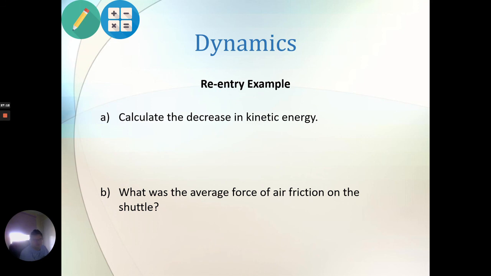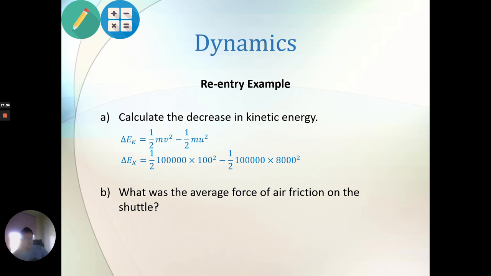So, for the first bit, the decrease in kinetic energy, delta EK, is equal to a half mv squared minus a half mu squared. You could just calculate these as two separate equations, do a half mv squared, and E equals a half mv squared, and then take one away from the other. But I'm doing it this way just to show it can be done.